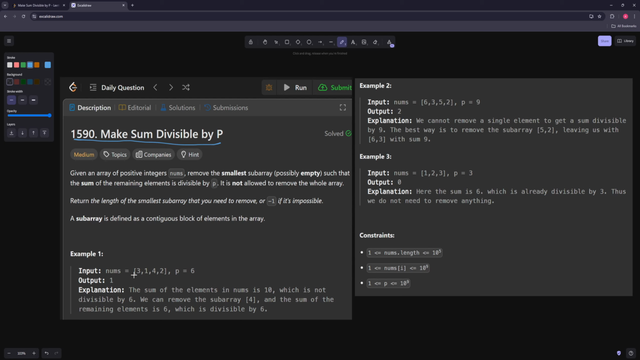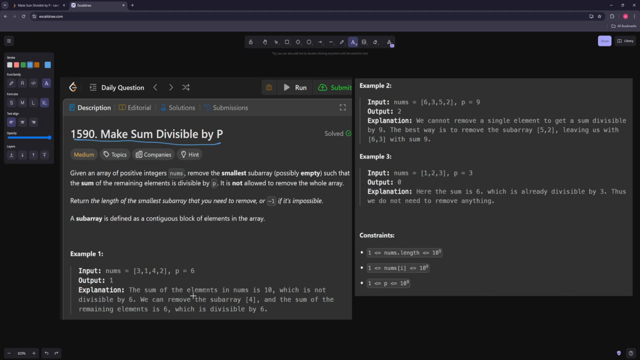So in this example, we can get rid of this, and then this is divisible by 6. And in this example, we can get rid of this, and that's divisible by 6. And then here, we don't need to remove anything. So right away from this first example, is there already a hint?